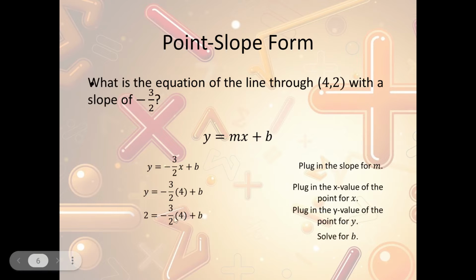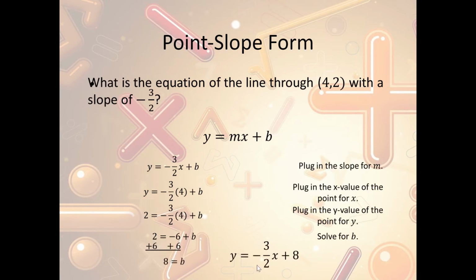Now we're going to go ahead and solve for b. So when we do this, we get negative 12 over 2, which is the same thing as negative 6. So 2 equals negative 6 plus b. We're going to add 6 to both sides to get rid of that 6, and we get 2 plus 6 is 8, so b is 8. Now we're going to plug that back in, so we get y equals, and we know that the slope is negative 3 halves times x, plus our y-intercept, which in this case is 8, so that goes there, and that's how we write the equation using point-slope form.